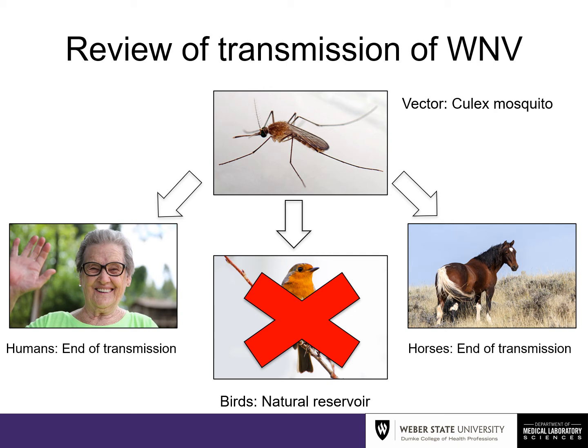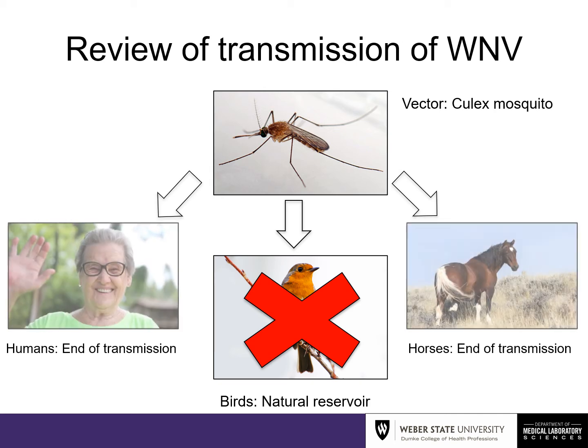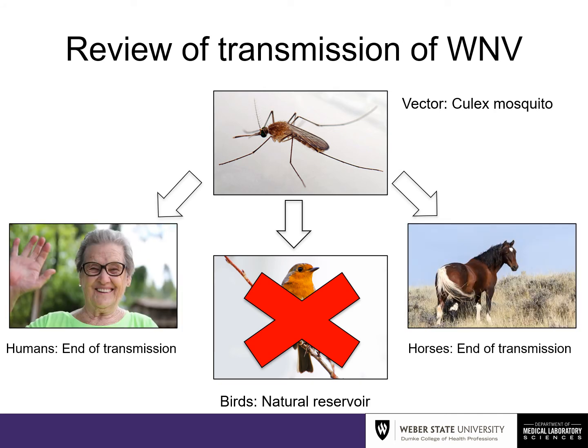So just to review, it goes from the infected mosquito to the birds, which is the natural reservoir. The bird dies, moving on to the horses and humans, and that is the end of transmission.